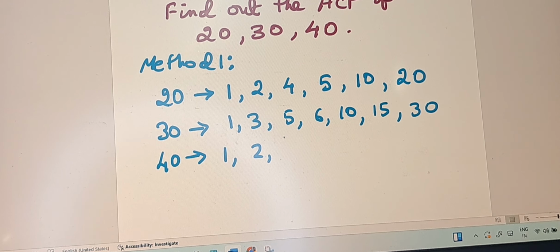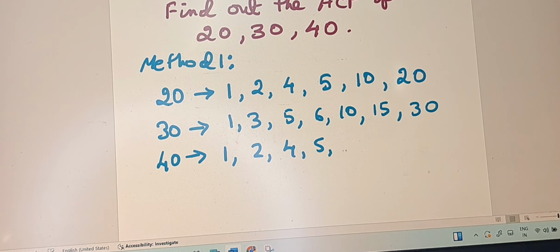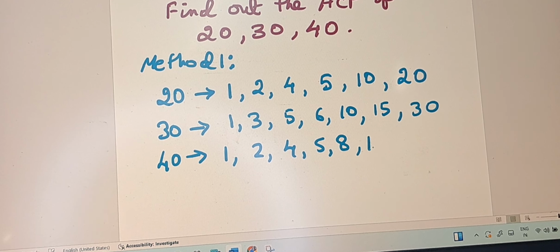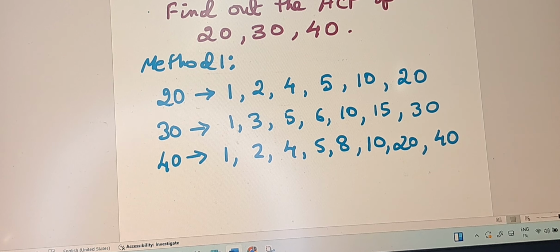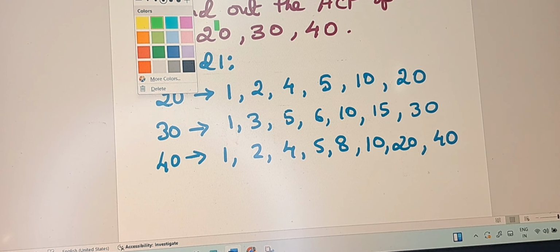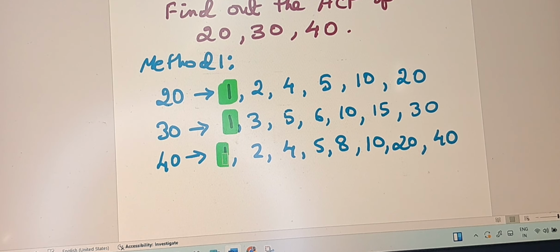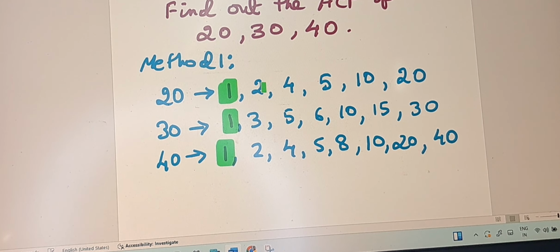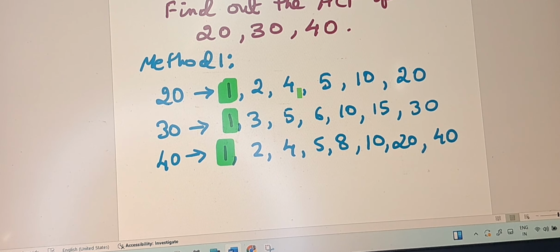Now what are the factors of 40? 1, 2, 4, 5, 8, 10, 20, 40. So I have already told you all what factors are. Factors are those numbers which divide the number completely without any remainder. So over here, what are the common factors? We can see 1. In all the 3 numbers, 1 is a common factor.